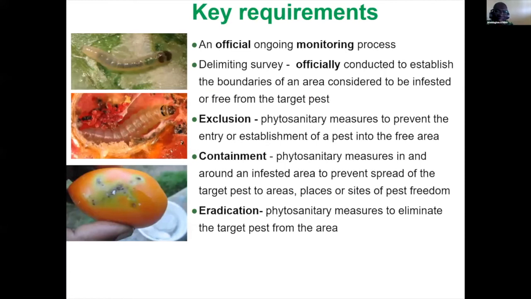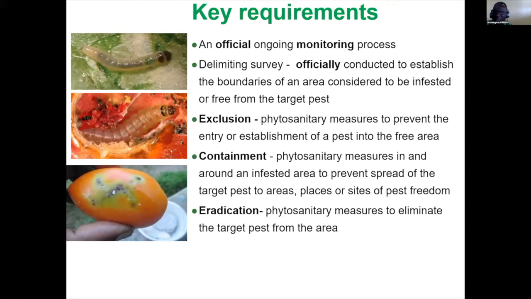So what are the key requirements? One, before you think of establishing a pest-free area, you must know that there will be an official ongoing monitoring process. You will need to know that the delimiting surveys will be officially conducted, officially in the sense that NPPO has a hand in it. This will be conducted to establish the boundaries of an area considered to be infested or free from a target pest.